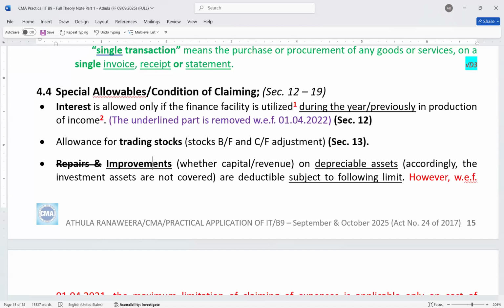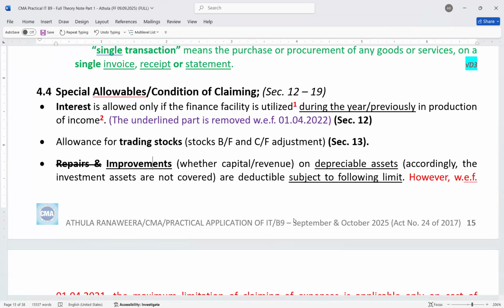What does section 13 say? Section 13, allowance for trading stock. What the law says is that you have to take the brought forward stock and add the purchases during the year, then deduct the carried forward stock and arrive at the cost of sales. Now, the tax law is trying to educate us how to prepare a working account. We know that, but the tax law is saying this is how you should do that.